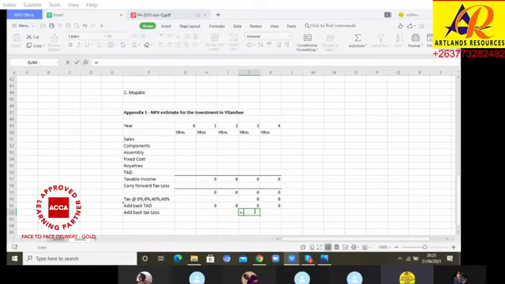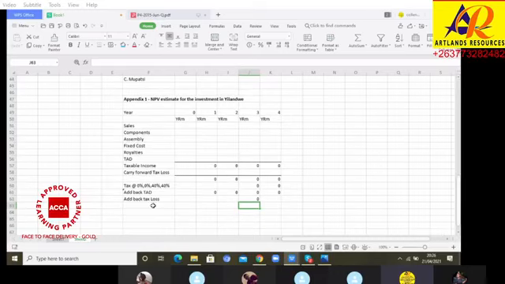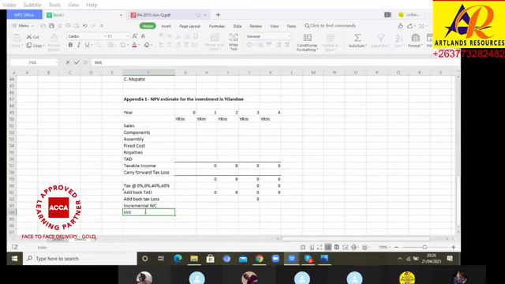So you say equals minus. We have put tax loss there. So I'm saying equals minus because the figure was minus. So if I say equals minus, it is then added back. And then I say incremental working capital. And then I say initial outlay. So cost.